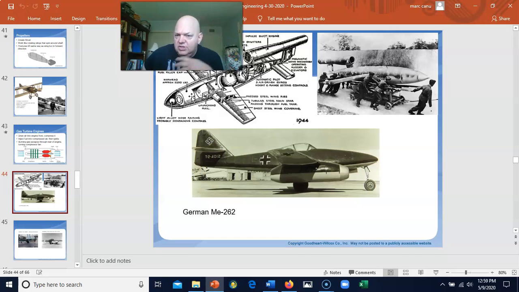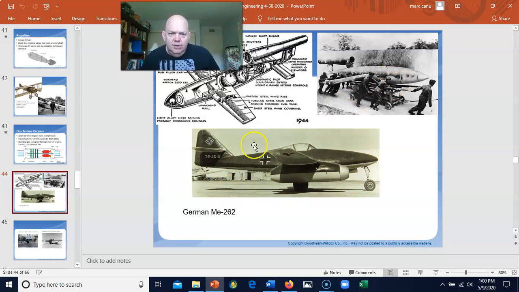But as times changed, the war was changing. The fortunes were going really badly for the Germans. They developed other things. Now, this is a diagram of it. This is an actual picture of these guys getting the buzz bomb ready to go.